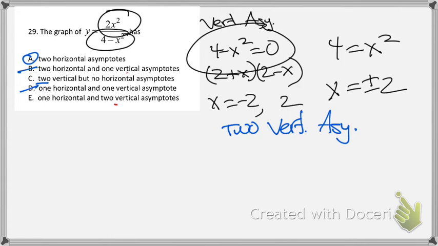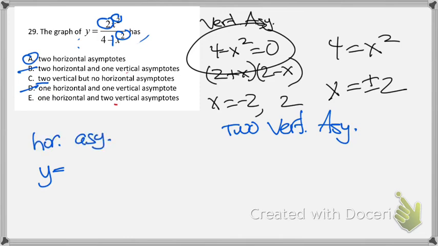The horizontal asymptotes, since this is just a polynomial over another polynomial, you can go back to your old Algebra 2 rules where you compare the degrees. That's one option. Since the degrees in the numerator and the denominator are the same, then you have a horizontal asymptote at the coefficients, 2 over negative 1. So you have a horizontal asymptote at 2 over negative 1, or at negative 2. But in short, you have one horizontal asymptote. So that would tell us that the answer has to be E.